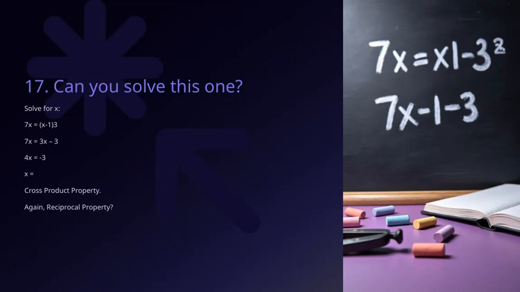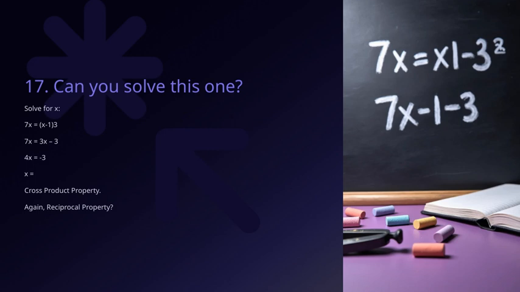All right, let's take a look at this problem and see if we can solve for x. The question is, can you solve this one? We need to find the value of x that satisfies the equation. First, notice the original equation: 7x equals (x minus 1) times 3. Our goal is to isolate x on one side. So the first step is to distribute the 3 on the right side, which gives us 3x minus 3. Now the equation becomes 7x equals 3x minus 3.